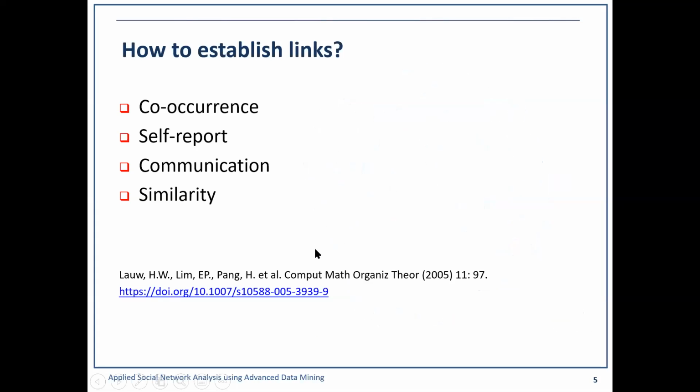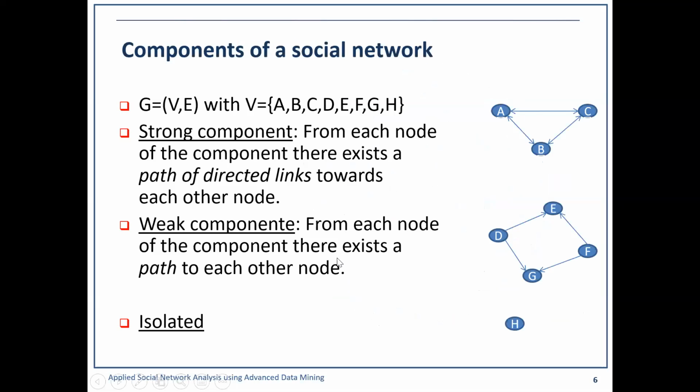Question is how to establish links. We saw that already yesterday. Those four sources of information to establish a link. We also would like to know the importance of a link. So we have to define what a component means. For example, we have a strong component, like for example in this case, which we will also use for communities, if from each node of the component there exists a path of directed links towards each other node. That's the case here. From each node, a directed path to each other node.